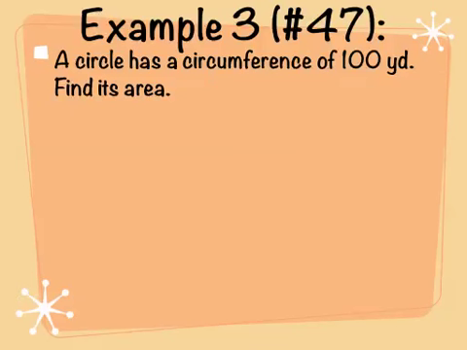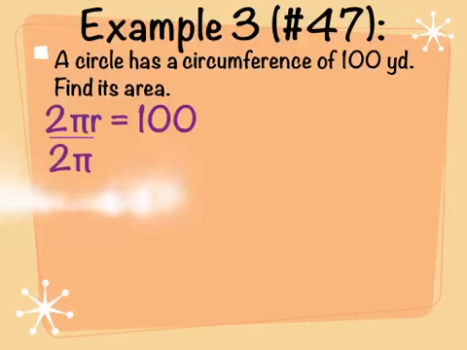The next example says a circle has a circumference of 100 yards. Find its area. We're given a circumference. Well, we need to find the radius to plug into the formula for area, which is pi times radius squared. We can find the radius by plugging in the circumference 100 into that formula. So we know that 2 times pi times r equals 100 because 2 times pi times r gives you the circumference, and that tells us that the circumference is 100.